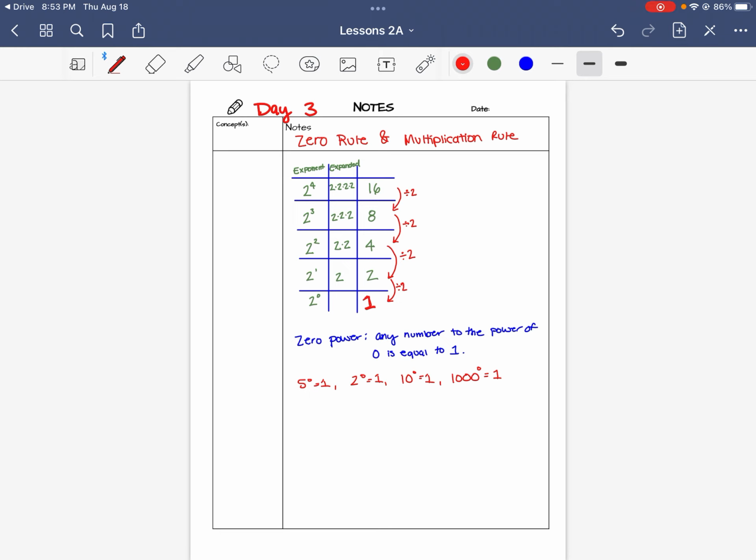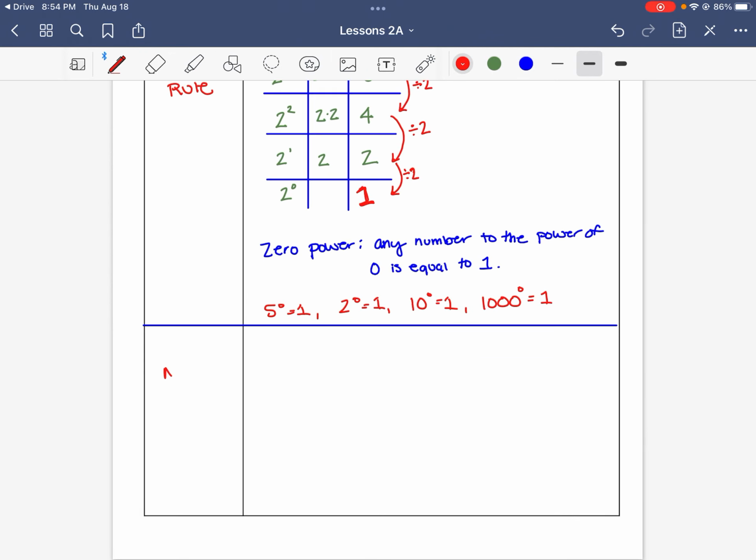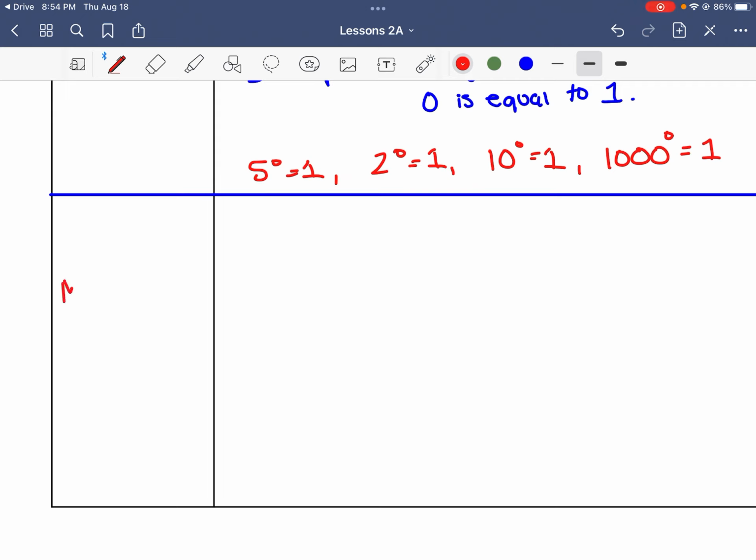Now let's talk about the multiplication rule. So I'm going to actually draw a line right here. And right here, I'm going to write on my side that we covered the zero rule. And now we're going to talk about the multiplication rule. Oop, that's not going to fit. Multiplication.